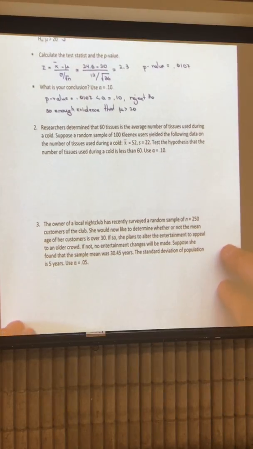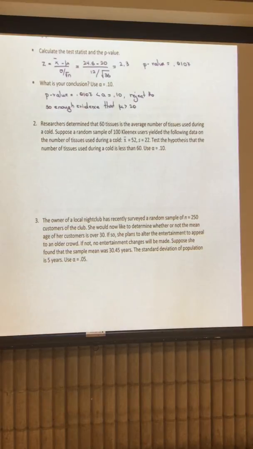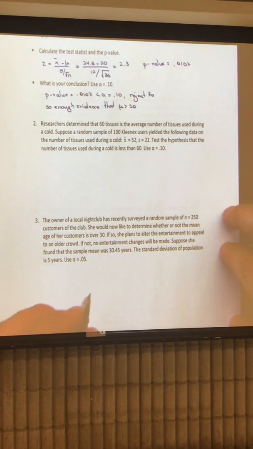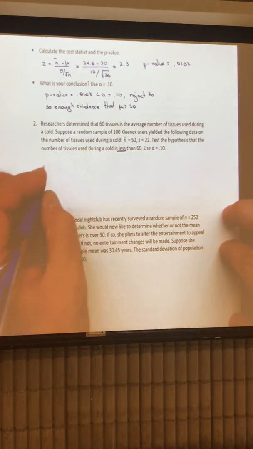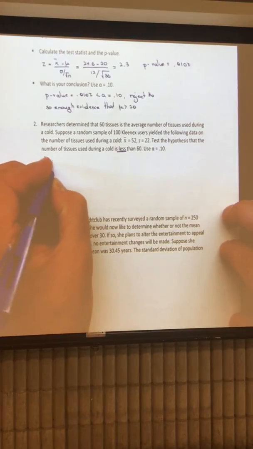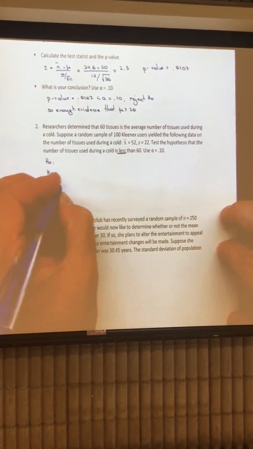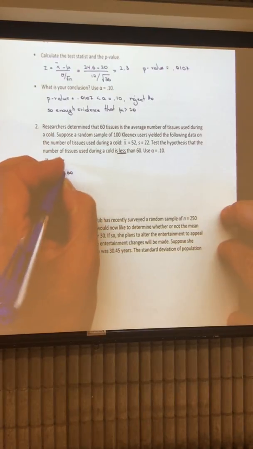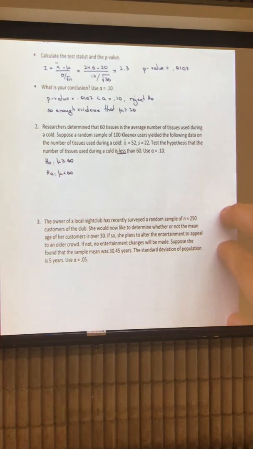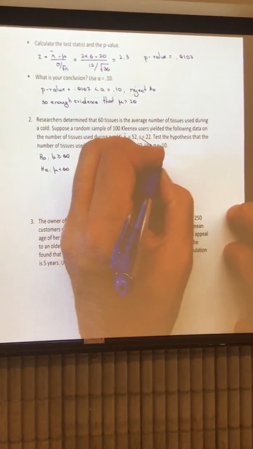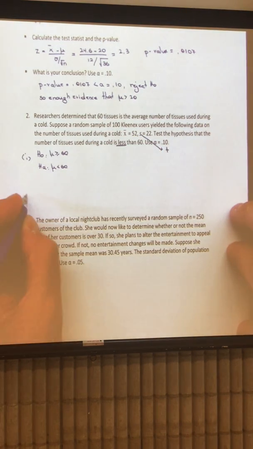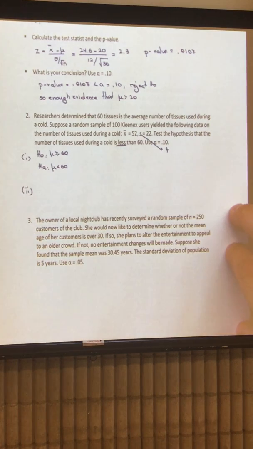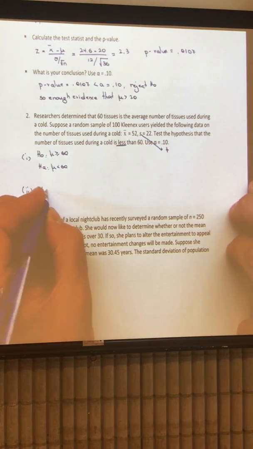Let's go to see now problem number 2. For problem number 2, the first step is to identify the hypothesis. So for this problem, the keyword is less than 60. So mu will be less than 60, the alternative, and the null hypothesis will be mu greater or equal than 60. Because s is given, this is going to be a t-test. So this is step 1. Step 2, we have to calculate the t-value.